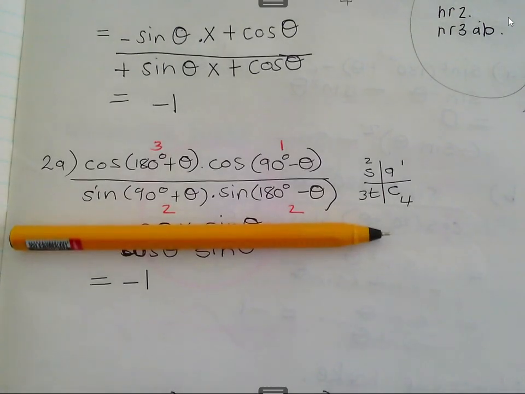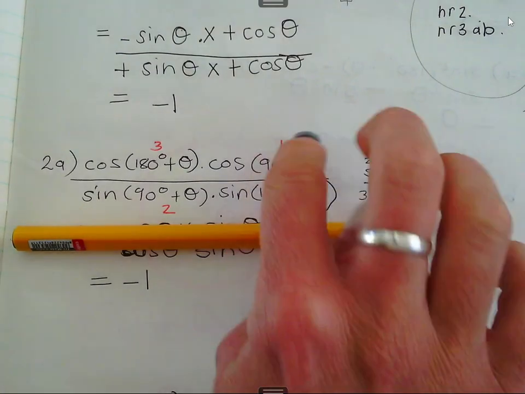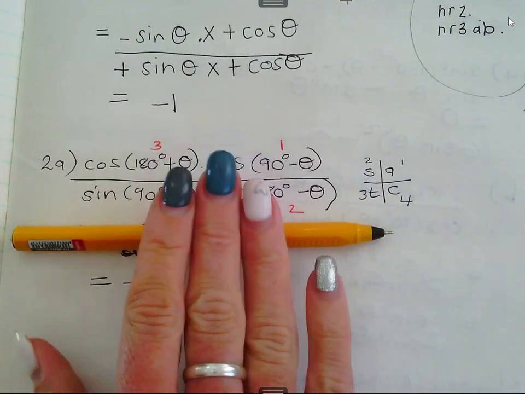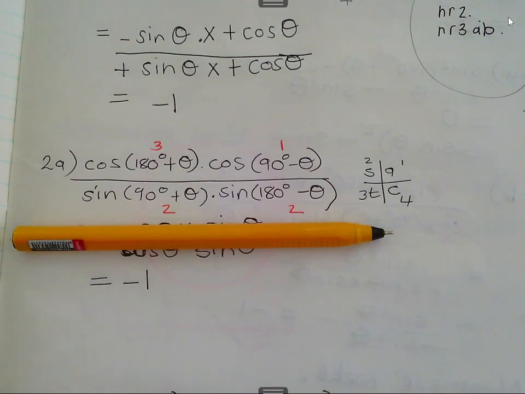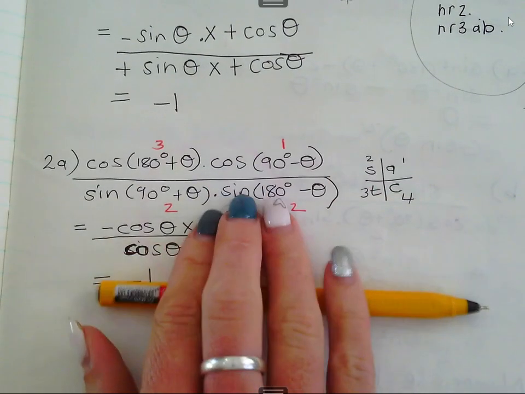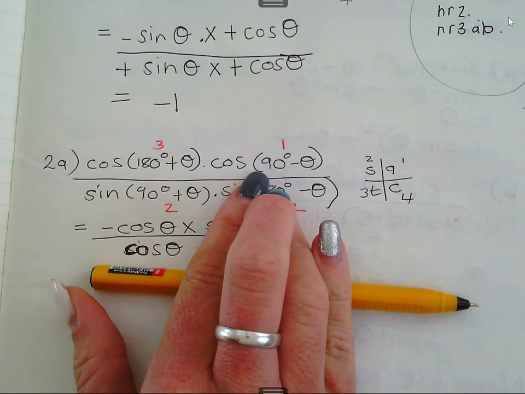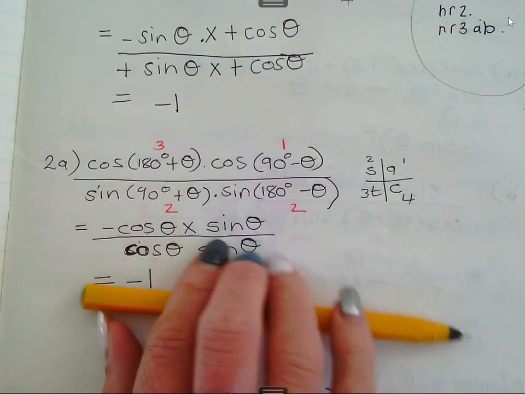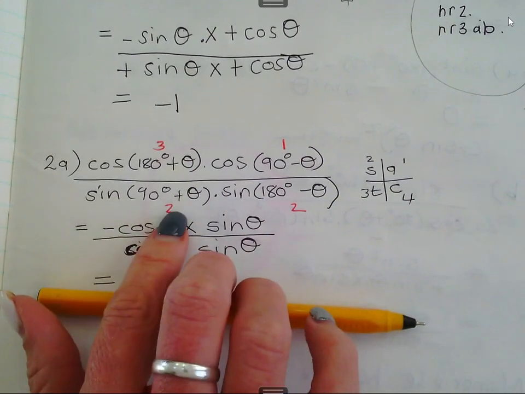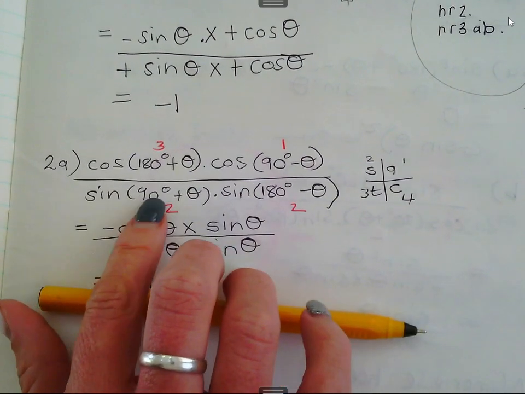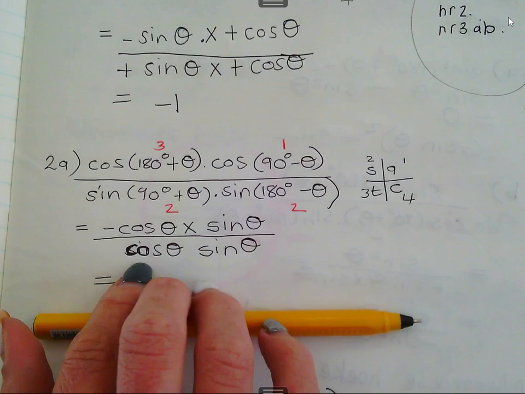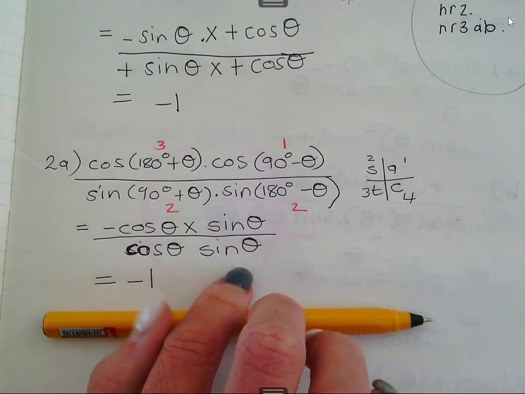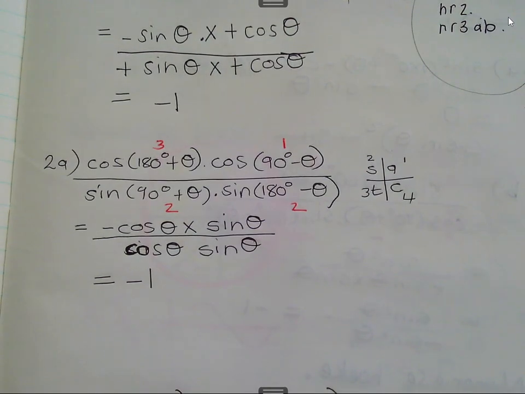Okay, quadrant 3, quadrant 2, quadrant 1, 2, and 2. Cos in 3 is negative, and the function doesn't change. So it's just negative cos theta. Cos in the first is positive, but because of the 90, it has to become sin. Sin in the second is positive, but because it's 90, it's also going to become cos. Sin in the second is positive, and it remains sin. Then I get an answer of negative 1.